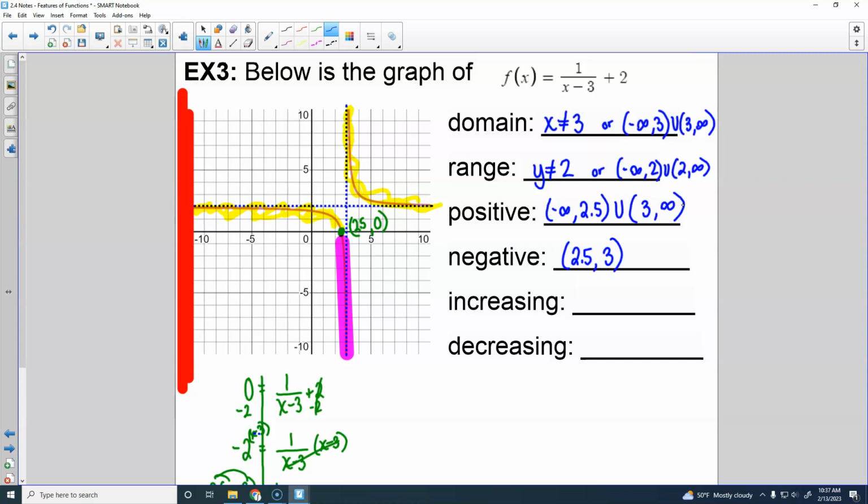There are times where positive and negatives may have a bracket, but you never use brackets at asymptotes or at the x-intercept. And all this has is asymptotes and x-intercepts, so you don't end up using any brackets for positive and negative. The main time you're going to end up using a bracket for positive or negative is for square roots, because they have that endpoint that's included.